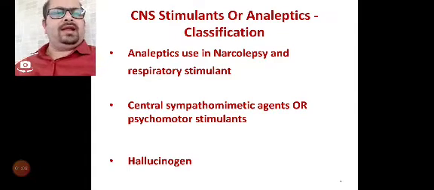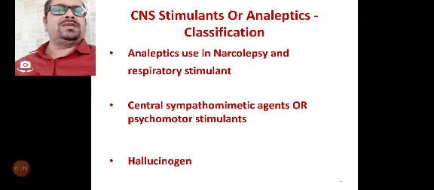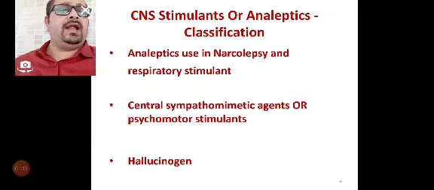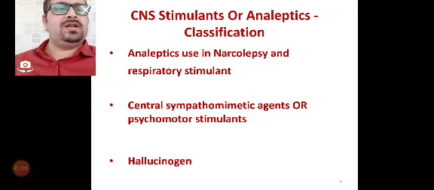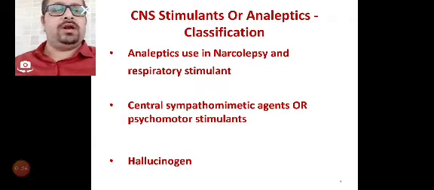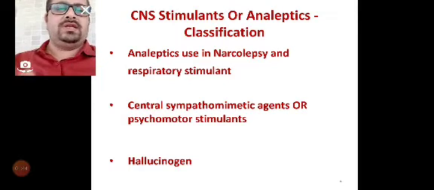CNS stimulants or the analeptics are majorly classified into the following classes. The first class is the analeptics used in narcolepsy. Narcolepsy means sleeping syndrome, and they are also used as respiratory stimulants. This is the first class of analeptics medicinally used nowadays. The second class of analeptics is the central sympathomimetic agents, also called psychomotor stimulants. And the third and last class of CNS stimulants or analeptics is hallucinogens. So we will see them one by one.